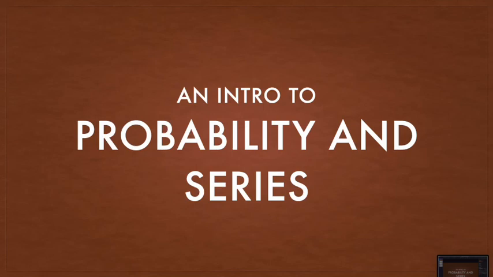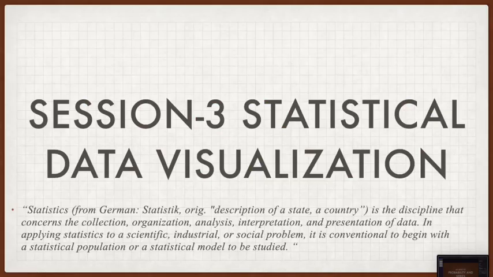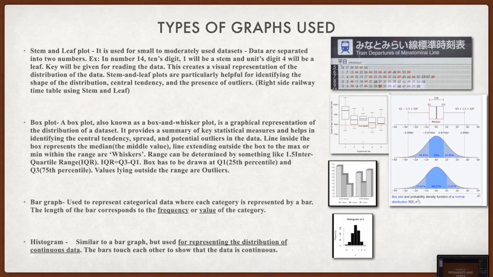Hello friends, in this video we are going to see about statistics and data visualization. This is the third session in the series. Statistics, as we have seen in the first session, comes from the German word statistik, and it means a description of a state or a country. It is a discipline that concerns the collection, organization, analysis, interpretation and presentation of data. In applying statistics to a scientific, industrial, or social problem, it is conventional to begin with a statistical population or a statistical model to be studied.